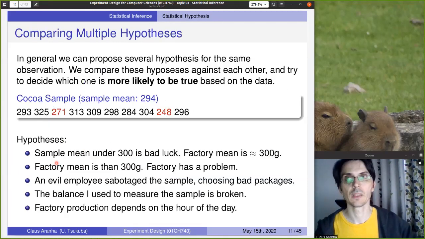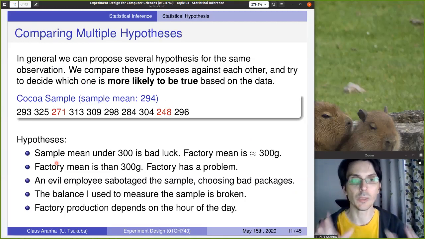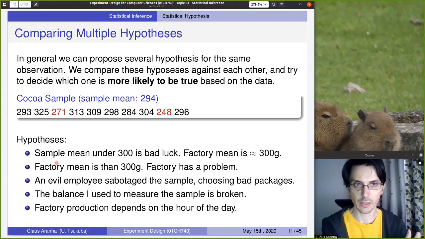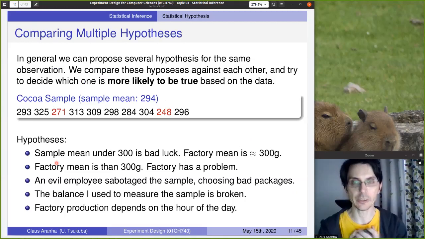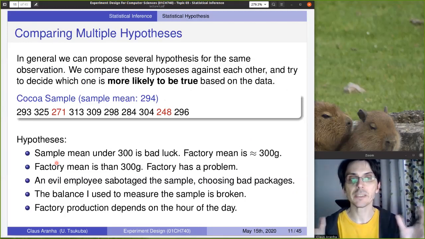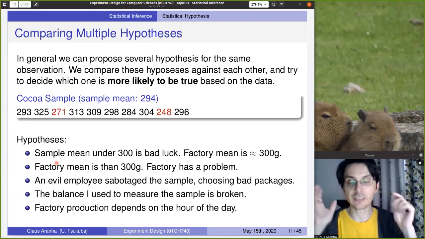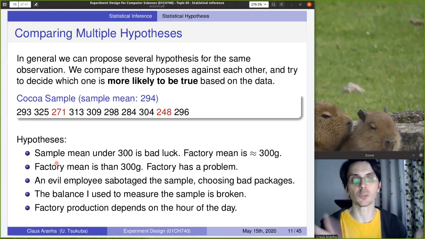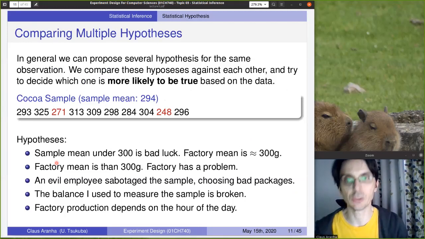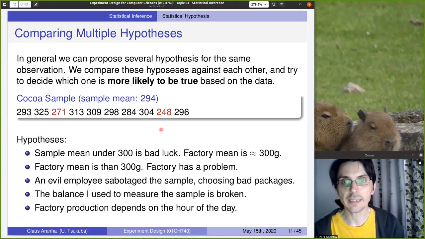Okay, so in general, the idea is that when we are analyzing a system using statistical inference, we propose many different hypotheses, and we gather the data from the experiment, and we compare these hypotheses against the data. So the idea is that we're going to decide which of the hypotheses that were proposed is most likely to be true. For example, let's say that we took 10 cans of cocoa from our factory and we measure.